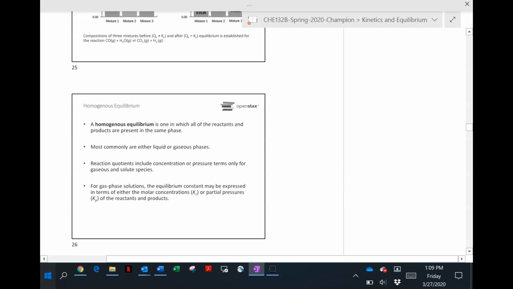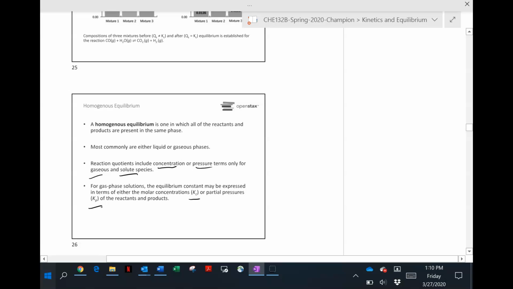Some terms: homogeneous means the equilibrium is all in the same phase. Most commonly, that's either in some kind of liquid or gaseous phase. You can include in your reaction quotients concentrations for anything that's dissolved. Usually you can also do it for gaseous stuff. Pressure terms are only for gaseous, obviously, but you can do concentrations of gaseous things. And if you express everything in terms of concentrations, it's Kc. If you express it in terms of pressures, it's Kp.